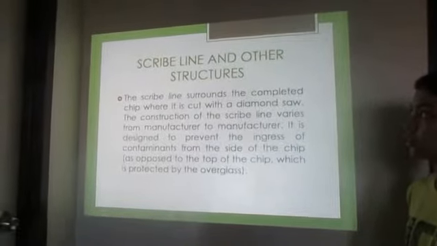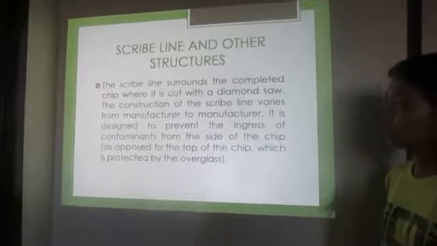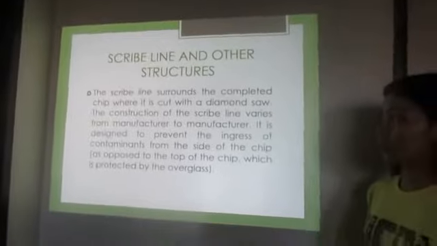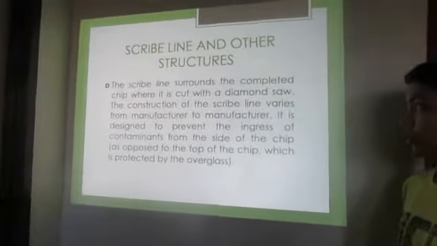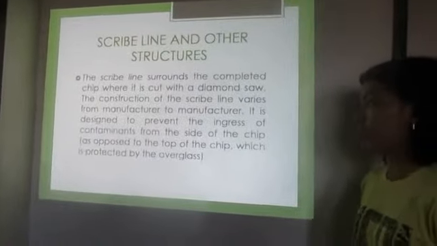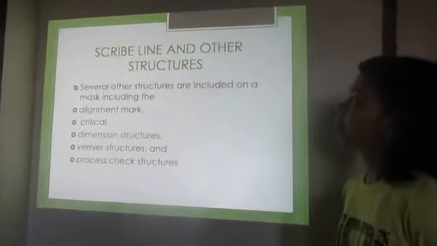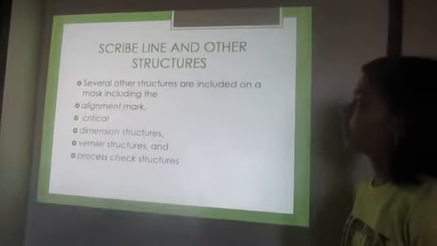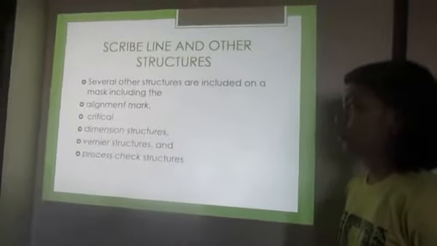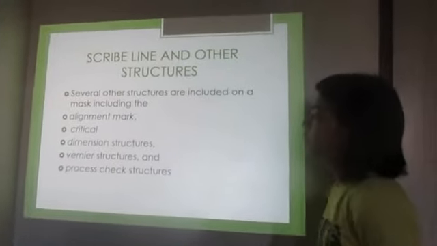The next part of the layout design rules are scribe line and other structures. So what is a scribe line? A scribe line surrounds the completed chip where it is cut with a diamond saw. The construction of the scribe line varies from manufacturer to manufacturer. It is designed to prevent the ingress of contaminants from the side of the chip, as opposed to the top of the chip, which is protected by the overglass. Several other structures are included on a mask, including the alignment mark, critical dimension structures, vernier structures, and process check structures.